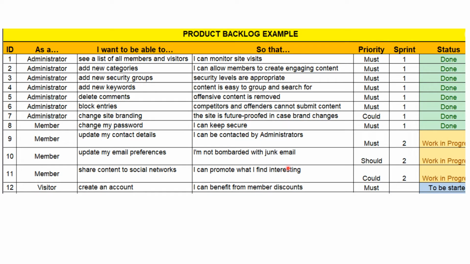This is an example of a product backlog, right? It talks about the different user stories available. It talks about the priority. It talks about which sprint has been allocated and what the status is. Along with that, you can do a ranking as well using the business value, right?